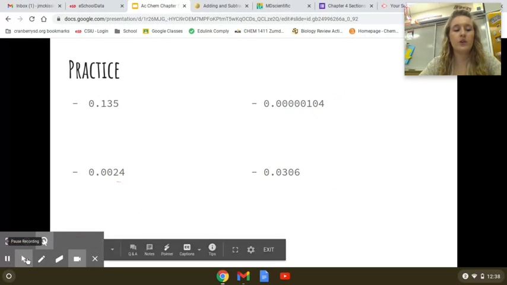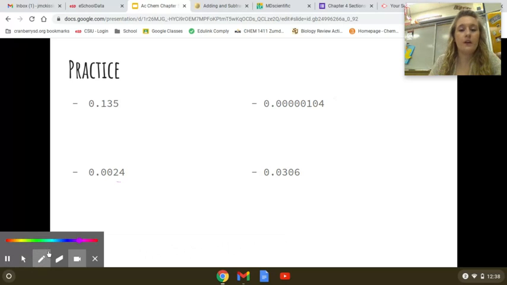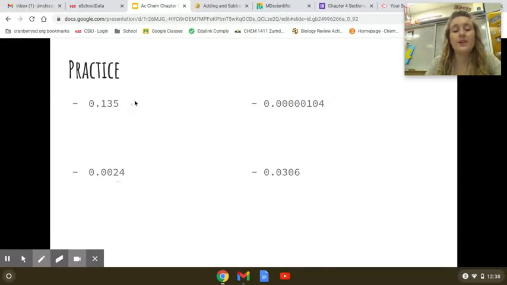Okay, so now we're going to look at some that are a little bit smaller than 1. Okay, this time we're going to be moving the decimal to the right, and that is going to make our exponent negative. Again, because all these numbers are really small, we're going to have negative exponents. So for this one, we need to move the decimal not to the left this time, but to the right, and to the right only one place. So we're going to have 1.35 times 10 to the negative first. Okay, and we did that because we needed to have one number to the left of the decimal.